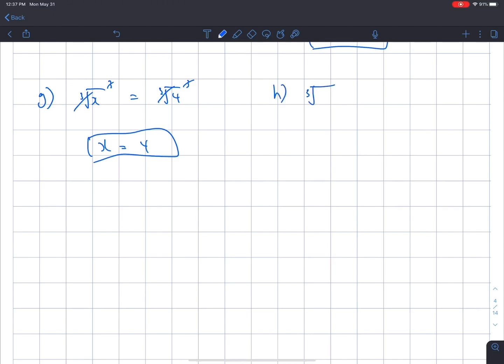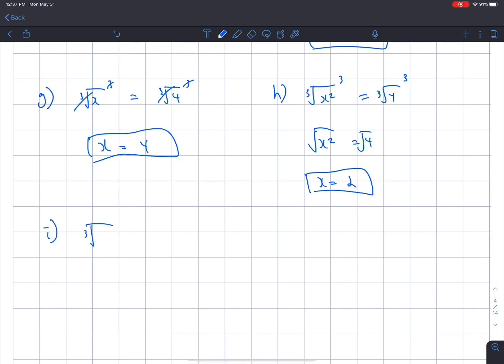H. Cubic root of x squared equals cubic root of 4. We raise both sides to the power of 3 to get x squared equals 4. And then now we can just square root both sides. And we get x equals 2.